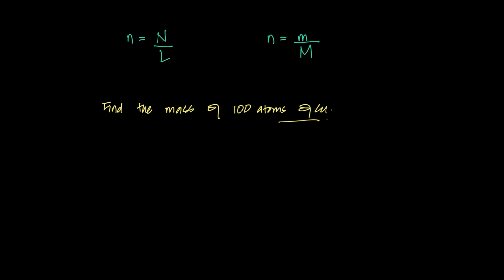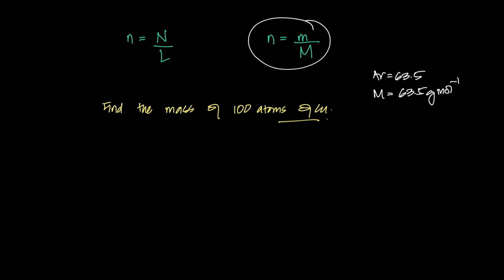But because I want to find the mass, I know that I need the formula. Which one? I need this formula, because I want to find the mass of copper. But if I want to find the mass of copper, I need to know the moles and the molar mass. The molar mass is easy because the Ar is 63.5, so I can get the molar mass. Molar mass will be 63.5 grams per mole. What I don't have is the number of moles.